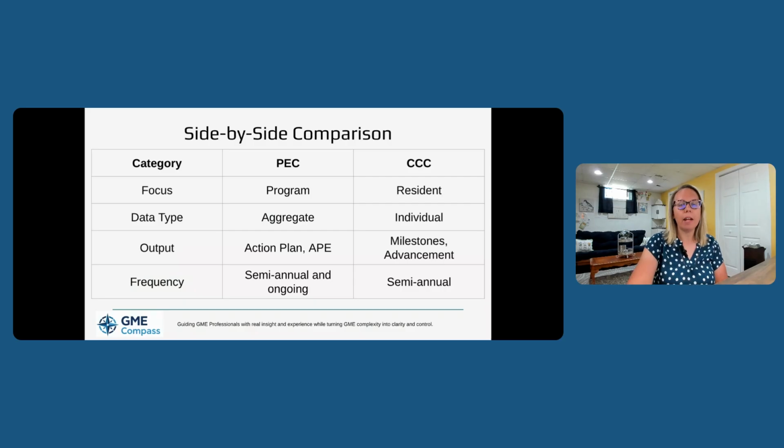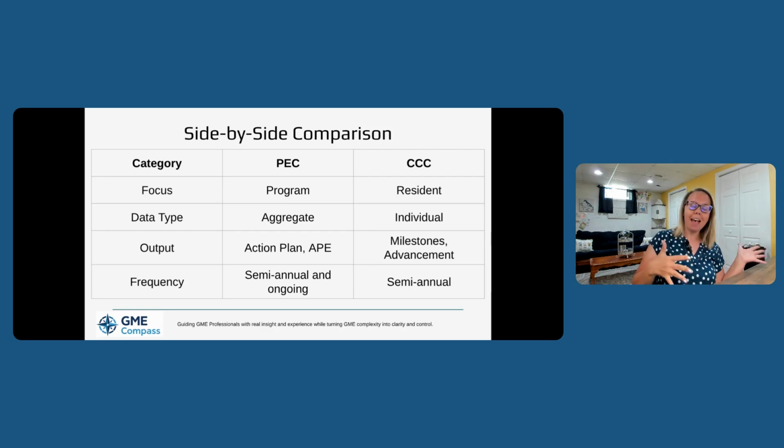And then this slide is a comparison slide, and it really summarizes the relationship between the two meetings. So your PEC is program, aggregate data, action plans, and your APE. CCC is resident, individual data, milestones, and advancement. And yes, they may meet at very similar intervals, but they have fundamentally different purposes.